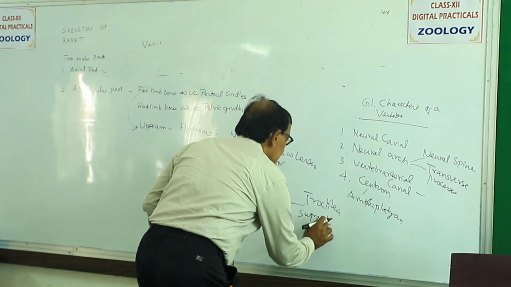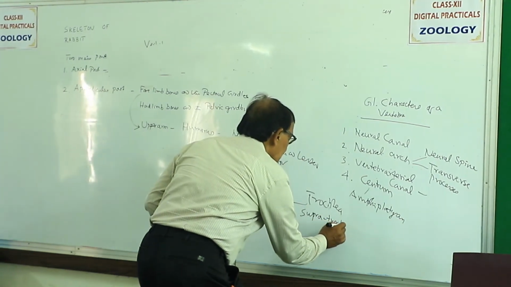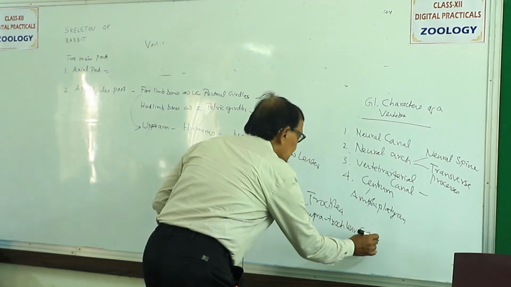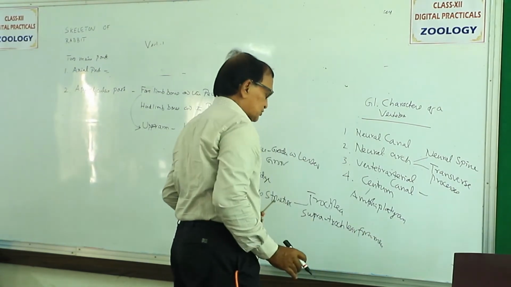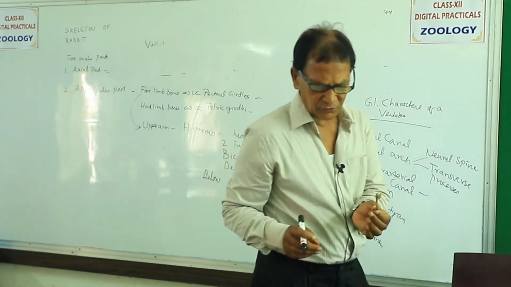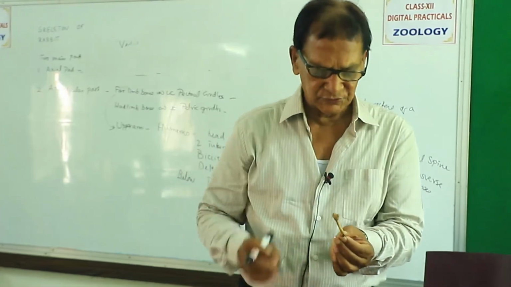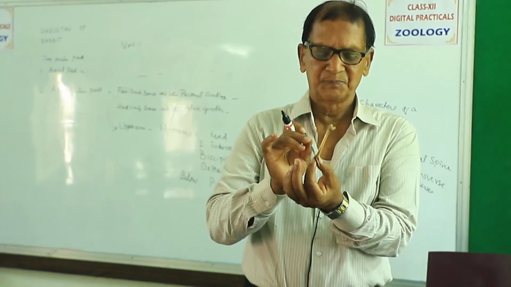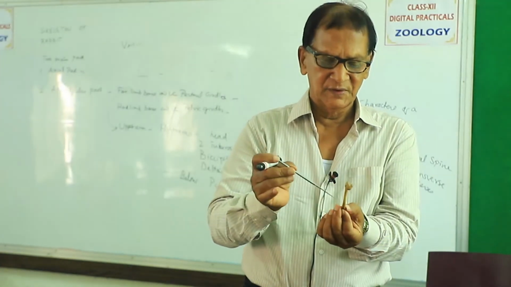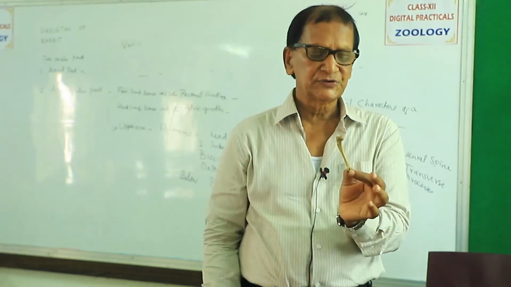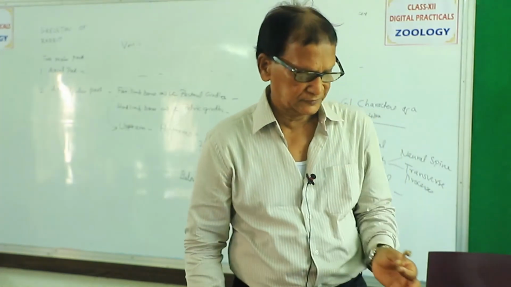Foramen means a small opening, but here the opening is fairly large to be called a foramen. So, this is that supratrochlear foramen, meant for the passage of an artery and a nerve. So, this is the upper arm bone humerus.